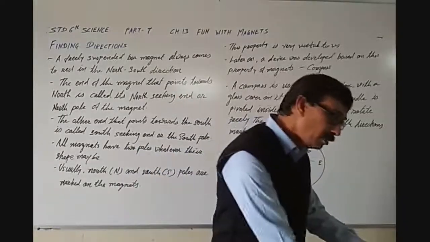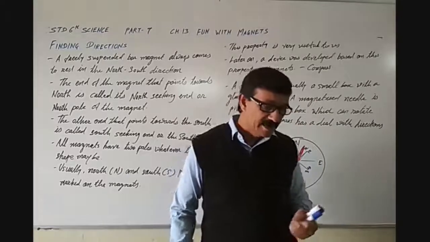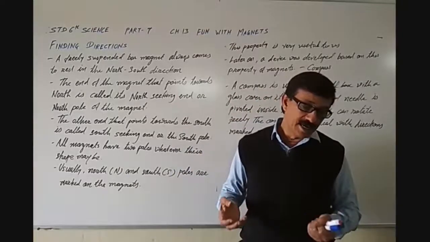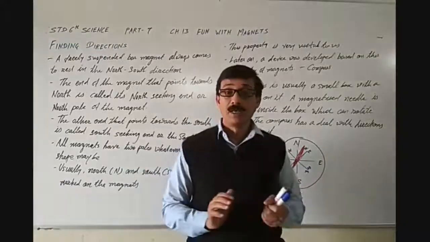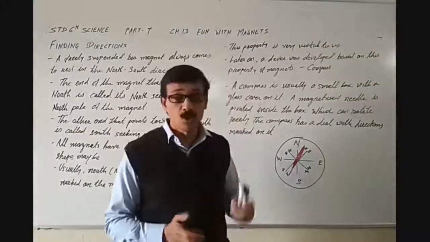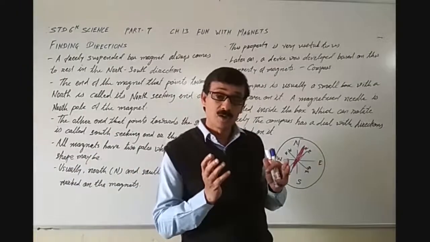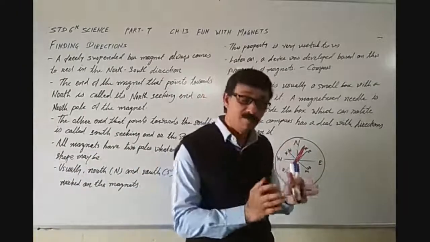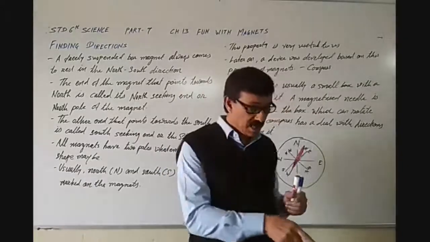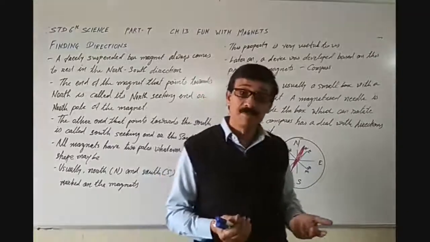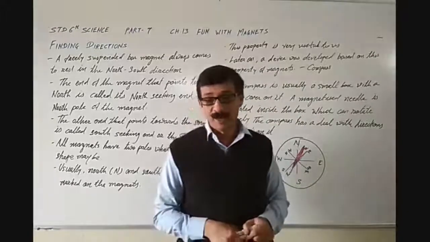To identify the north pole of the magnetic needle, it is usually painted in a different color, isn't it? So with this we come to know the north pole and south pole of the magnet. We come to know the compass, and remember how it is made up. With this we are ending this part.